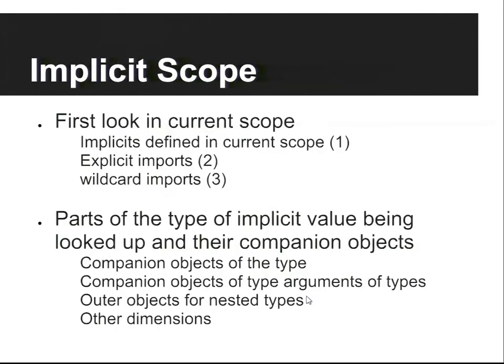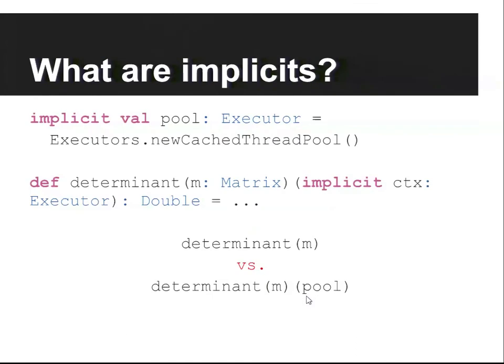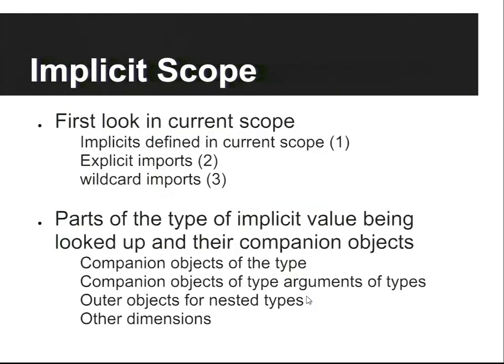So let's talk a little bit about implicit scope. This is where Scala looks. The important thing to note here is that Scala looks in your current scope for something that has a name that it doesn't have to access off of a package or an object. So there's no dot in the name. That's the first place it looks for implicit values. If I had defined this implicit val pool inside of another object, it would not have been in scope because it only looks in my current scope for things that it can access directly without doing additional work.